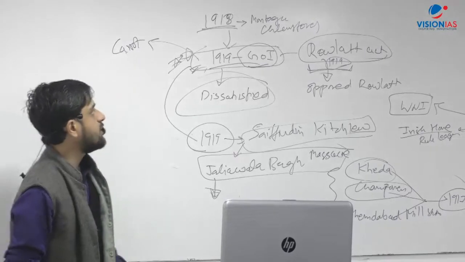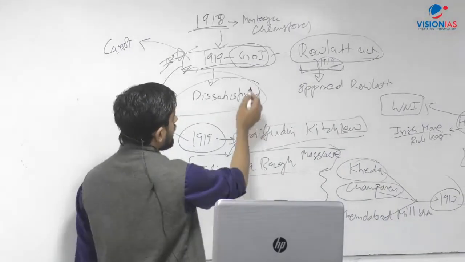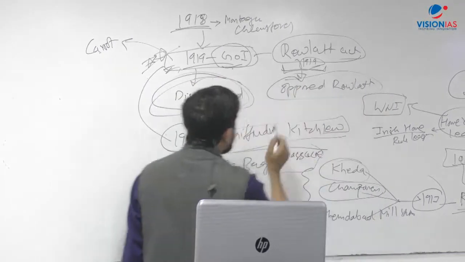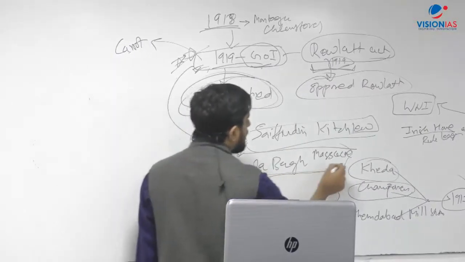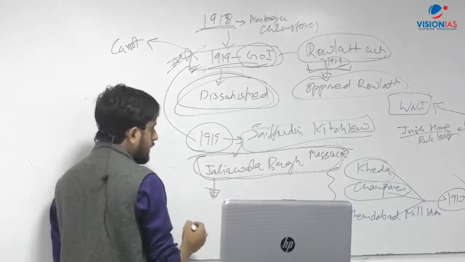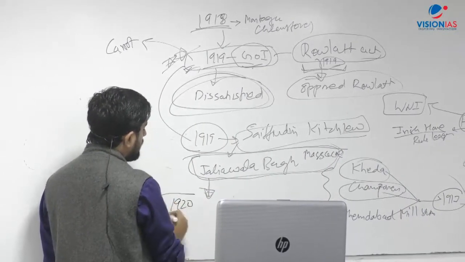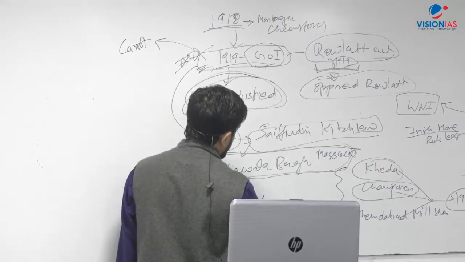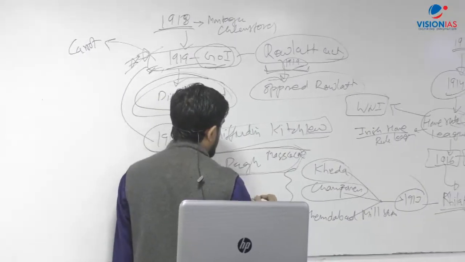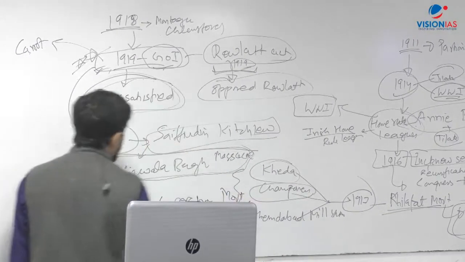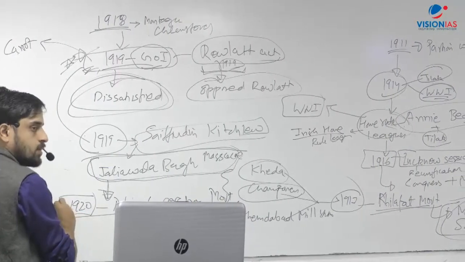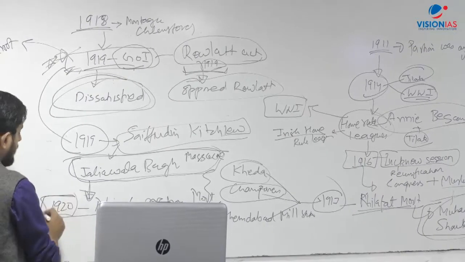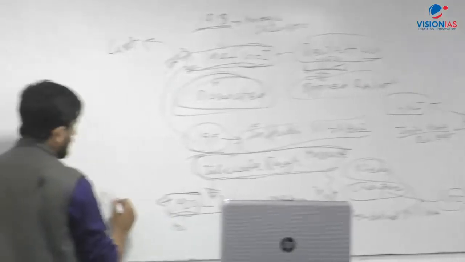So all of these reasons, the dissatisfaction of the Congress with the Montagu-Chelmsford reforms, their opposition to the Rowlatt Act, and the Jallianwala Bagh massacre, were responsible why the Congress in 1920 decided to go ahead with the non-cooperation movement. Okay. Now, they decided to go ahead with the non-cooperation movement in 1920, though this was launched in 1921. And the 1920 session was the Nagpur session of the Congress.